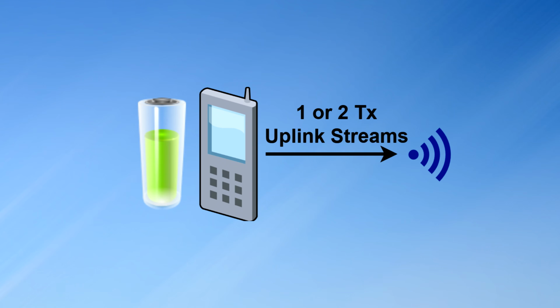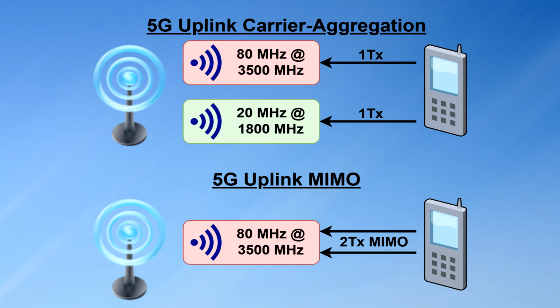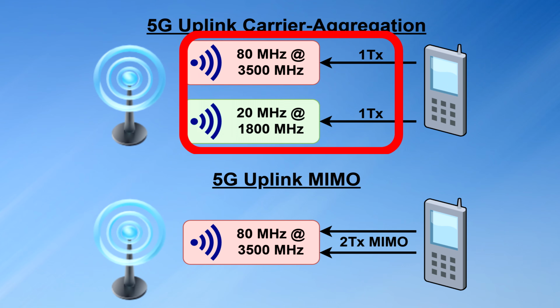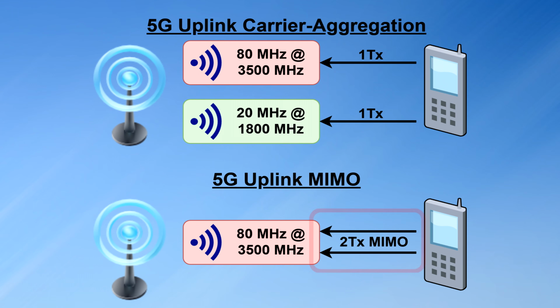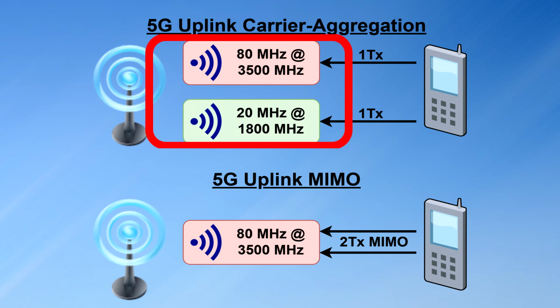There are two key techniques which increase the uplink data throughput from the handset to the base station: 5G uplink carrier aggregation and 5G uplink MIMO. 5G uplink carrier aggregation allows the handset to use up to two different 5G bands for uplink data transmission, while 5G uplink MIMO enables the handset to use spatial multiplexing via two data streams on the same 5G band. The 5G uplink MIMO feature is mostly used on 5G TDD bands, while 5G uplink carrier aggregation is typically used on both TDD and FDD bands.